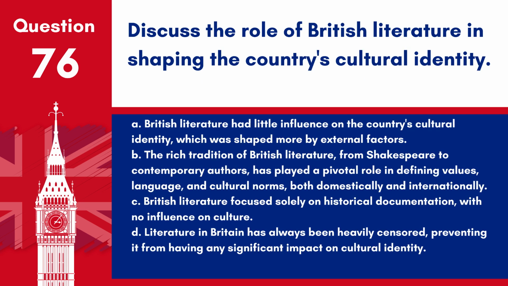Question 76. Discuss the role of British literature in shaping the country's cultural identity. A. British literature had little influence on the country's cultural identity, which was shaped more by external factors. B. The rich tradition of British literature, from Shakespeare to contemporary authors, has played a pivotal role in defining values, language, and cultural norms, both domestically and internationally. C. British literature focused solely on historical documentation, with no influence on culture. D. Literature in Britain has always been heavily censored, preventing it from having any significant impact on cultural identity.